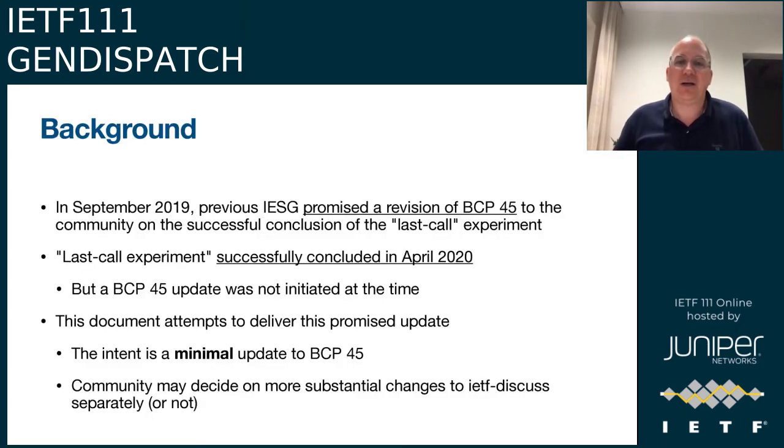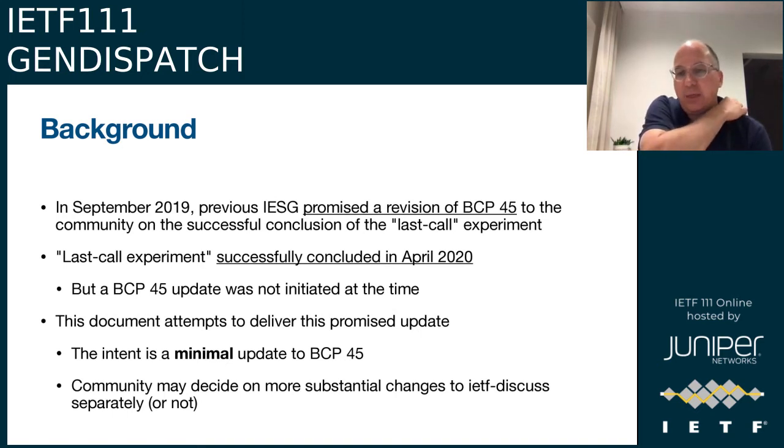So for background, in September 2019, the previous ISG promised a revision of BCP 45 to the community as one of the outcomes of a successful conclusion of the last call experiment. And the last call experiment was the creation of the last call mailing list, where discussions related to IETF last calls would happen.